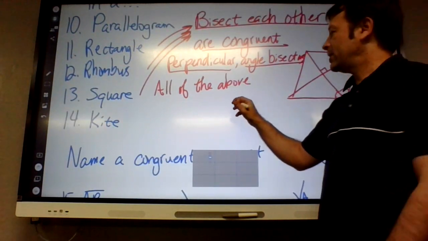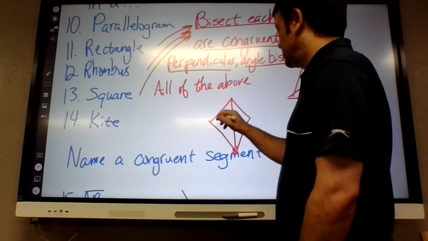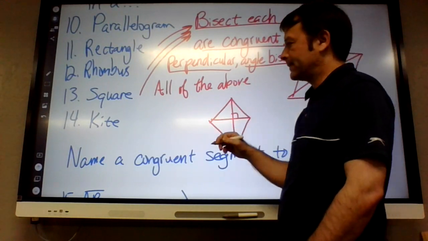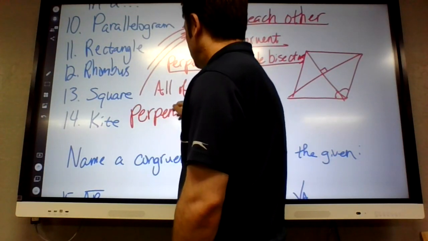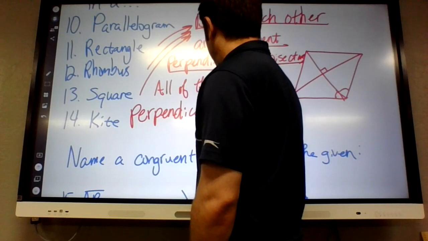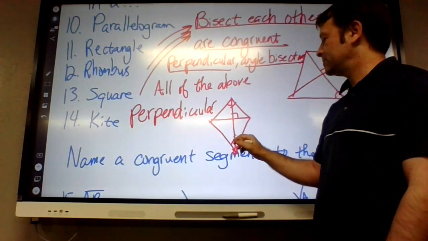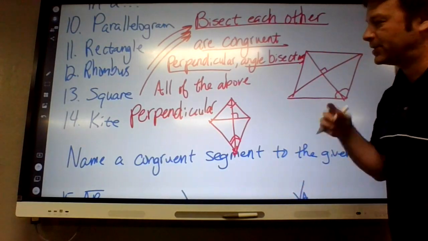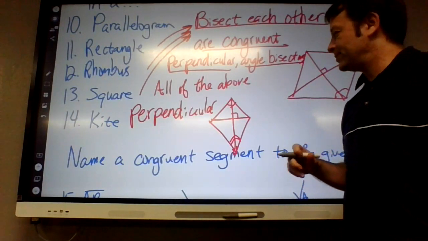Okay, what do we know about kites? Perpendicular. Yeah, they are perpendicular. One of the diagonals does bisect the angles, but the other one doesn't. I don't think they listed that because it's a little more confusing to say.